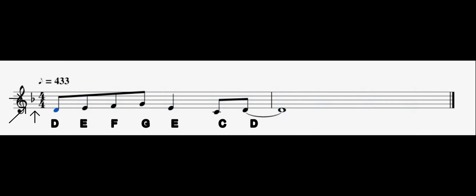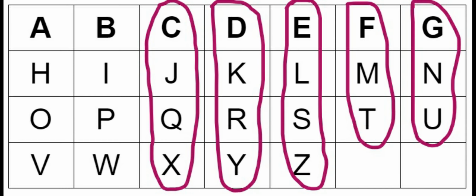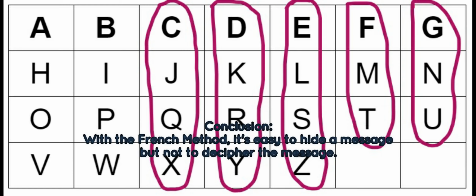Now my goal is to see what potential messages are hiding behind the notes of the Licc, at least the most popular version that became a meme: D, E, F, G, E, C, D. On this chart, I've circled all the letters that can be represented by those notes, and we have many options of messages to hide. I don't see anything that makes sense, but if you can figure out a message to hide with these notes that makes sense, please leave a comment, because I would like to see what you've come up with.